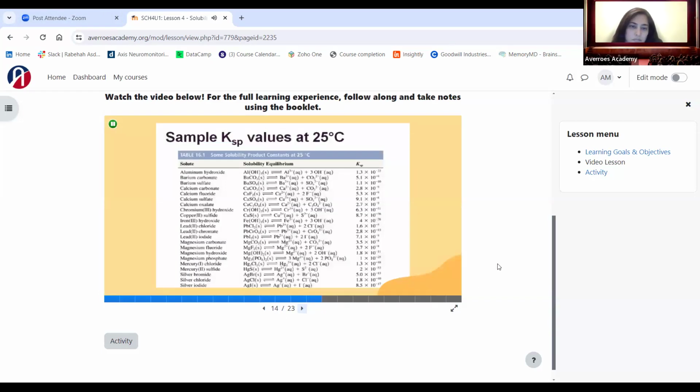And here's a really important table that you can refer back to. This is the table of sample solubility product constants, simple KSPs at 25 degrees for a variety of different solutes, right? So you can refer back to this table to get those K values for any of these solutes.